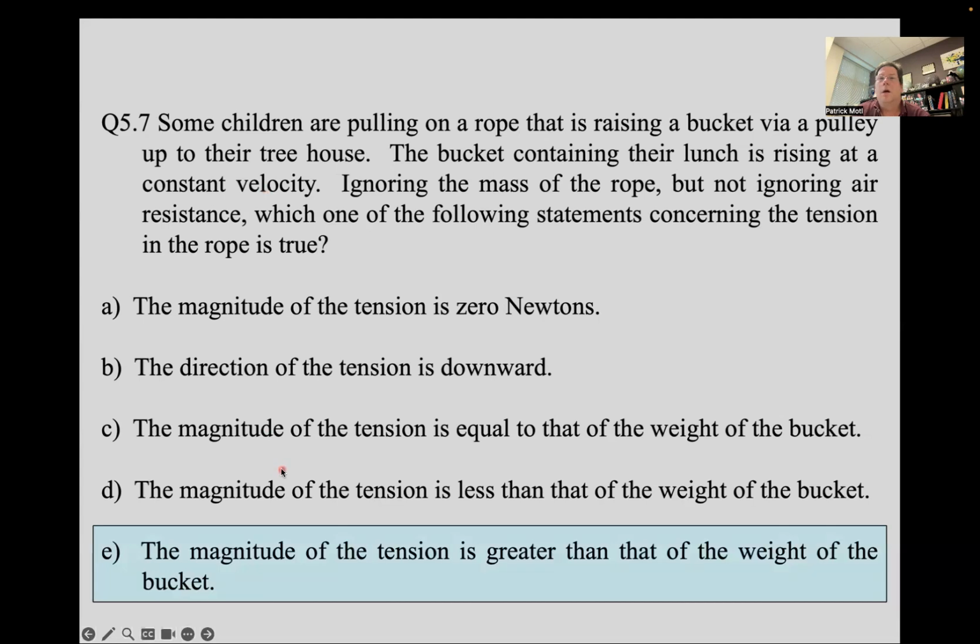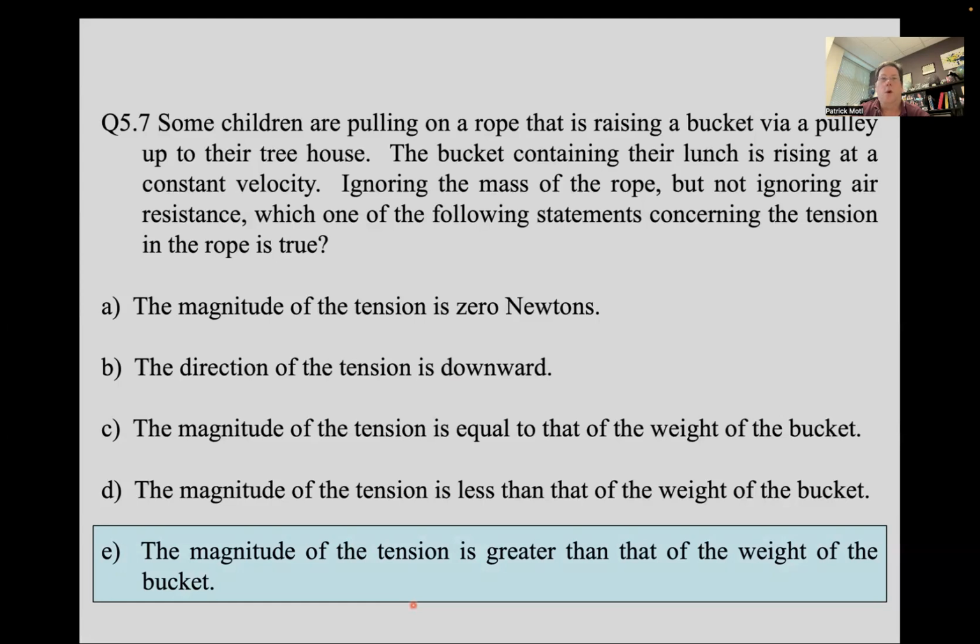So we have the weight of the lunch bucket acting straight down. It is moving up, so air resistance also acts down. And so the force of tension has to be enough to cancel out both the weight of the lunch bucket and the force of air resistance on it. And that's how we can get to the sum of the forces being zero, and it rises at a constant velocity.